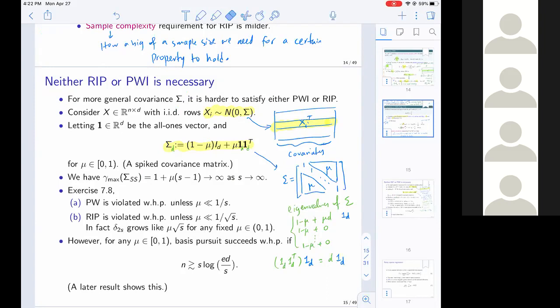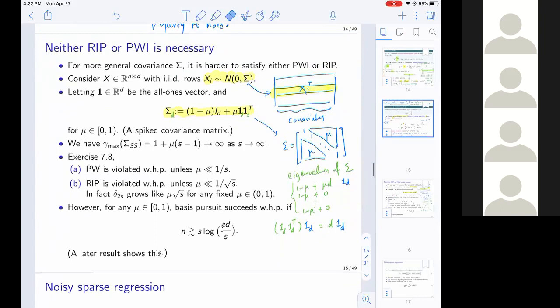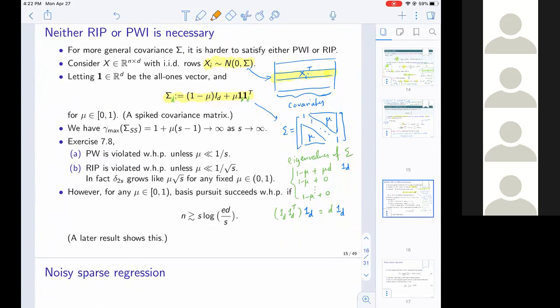By proxy, it can't satisfy the pairwise incoherence either, because that's a stronger condition. And you can show in exercise 7.8, I forgot whether we assigned it or not, that the pairwise incoherence is in fact violated with high probability for this Gaussian that we have, unless mu is less than or equal to 1 over s, which is saying that the correlation should be very small as s becomes big. And RIP is violated unless mu is less than or equal to 1 over s. In fact, you can show that this RIP constant grows like mu times root s. So both of them are restrictive, they put strong restrictions on.